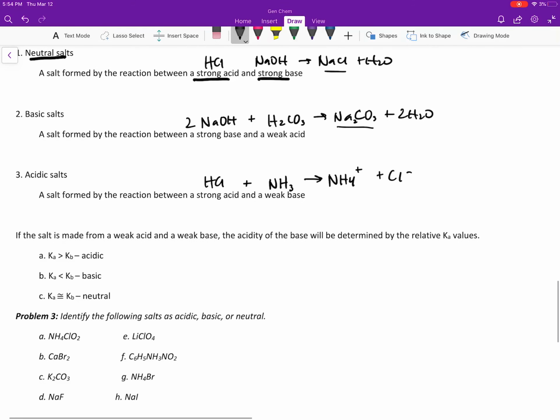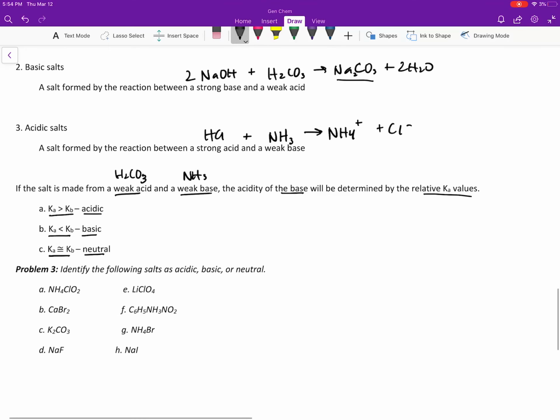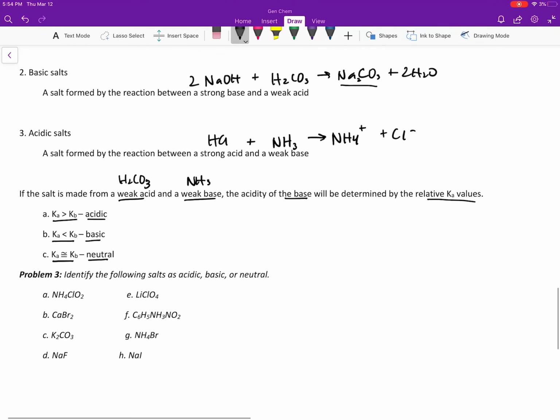All right. If the salt is made from a weak acid, we'll finish this last bit up. A weak acid and a weak base, so something like carbonic acid and ammonia, the acidity of the salt will be determined by the relative Ka values. Okay? So if Ka is greater than Kb, it's acidic. If Ka is less than Kb, it's basic. And if Ka and Kb are about equal, it'll be neutral. So we really have 4 options: strong acid and strong base, weak acid and strong base, strong acid and weak base, and weak acid and weak base.